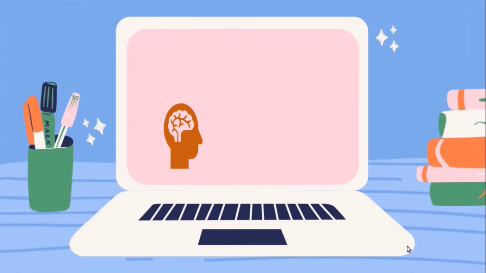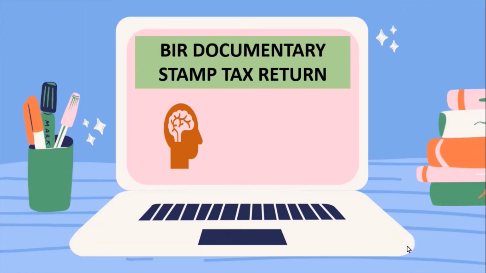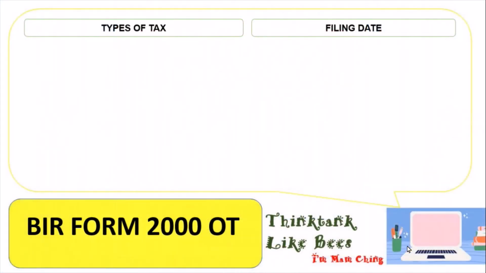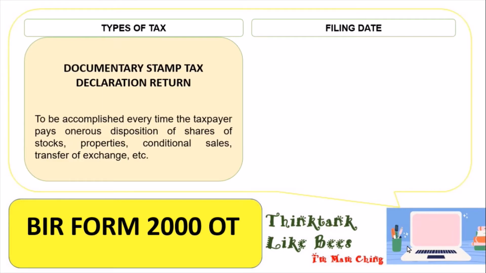Okay, so next is the BIR documentary stamp tax return. Here we only have two different sets of forms. First is the Form 2000-OT, and the second one is the Form 2000. So what are those? When you see BIR Form 2000-OT, it is the documentary stamp tax declaration return.